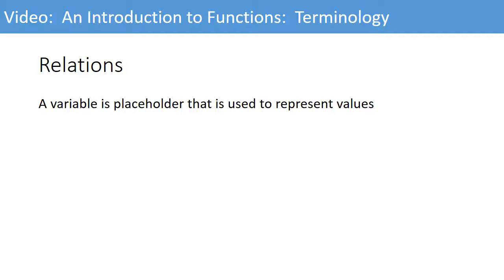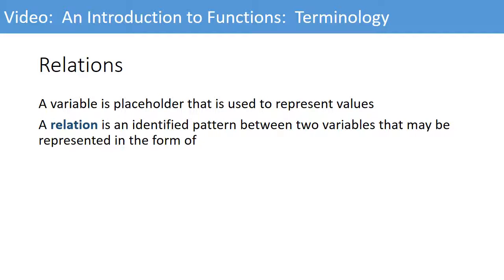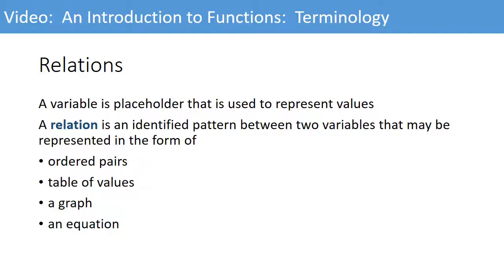Relations. Let's define the term variable. A variable is a placeholder or a letter that is used in an equation to represent values that can be put into or get out of the equation. The most common variables you will encounter are x and y, but there can be many, many more. A relation is an identified pattern between two variables that may be represented in the form of ordered pairs, table of values, a graph, or perhaps an equation.